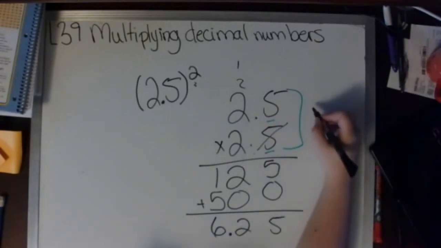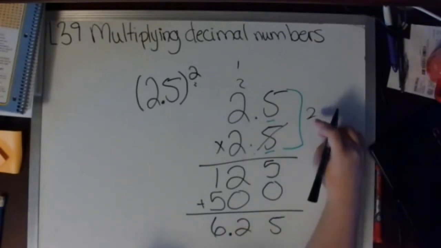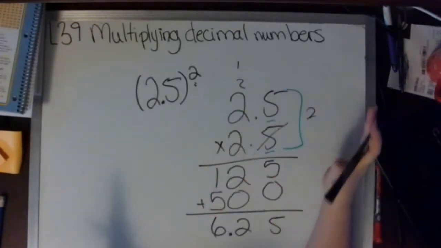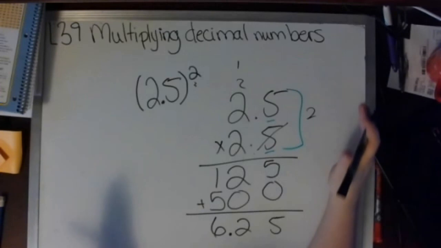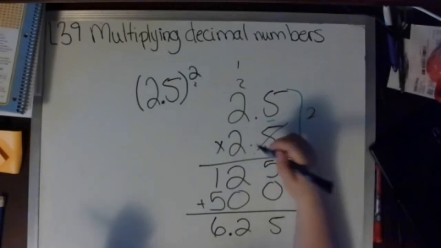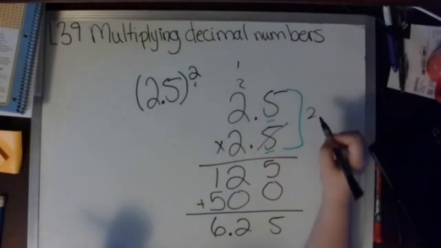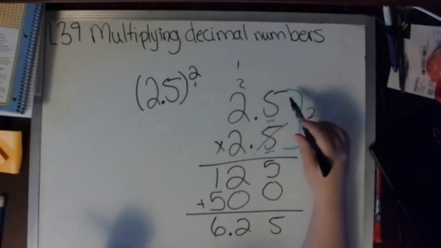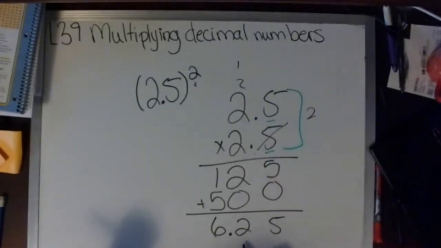Okay, always remember that you need to count how many decimal places you have. Other than that, it is exactly like normal long multiplication or normal multiplication. The difference being that how many decimal places you have up here dictates how many decimal places you have in your answer. That is lesson 39 for course 1, multiplying decimal numbers.